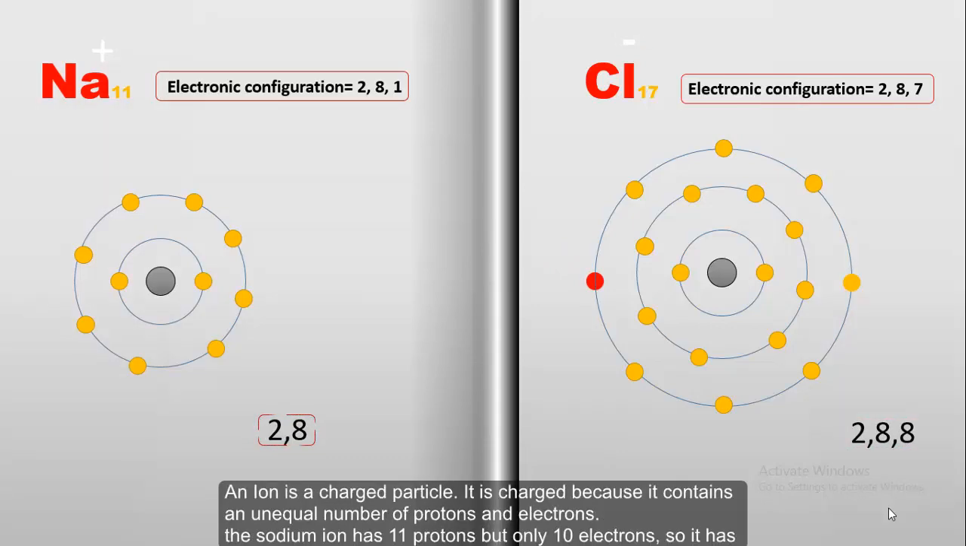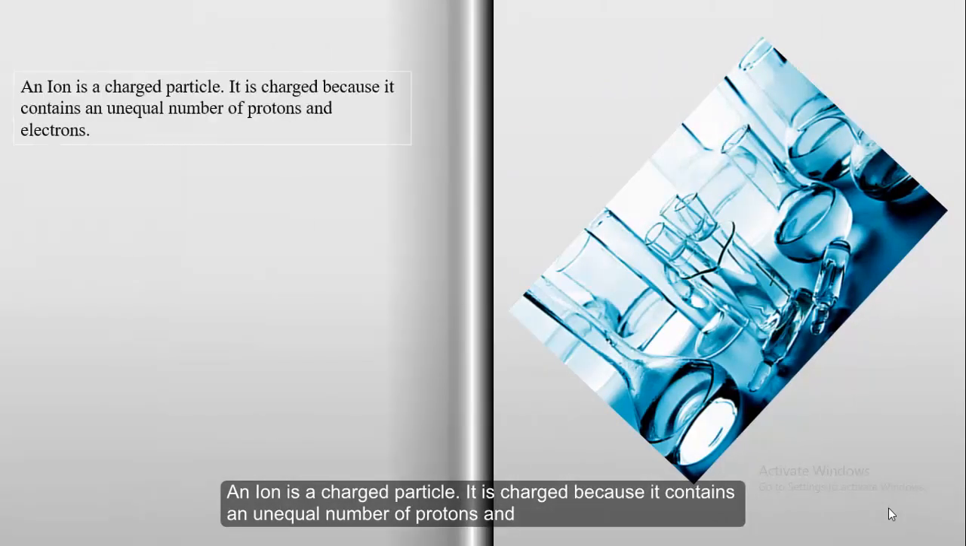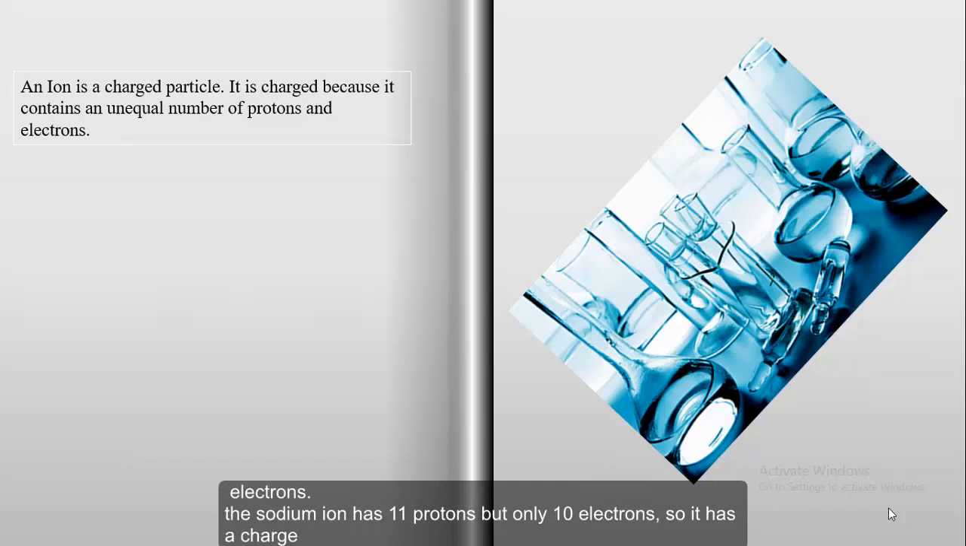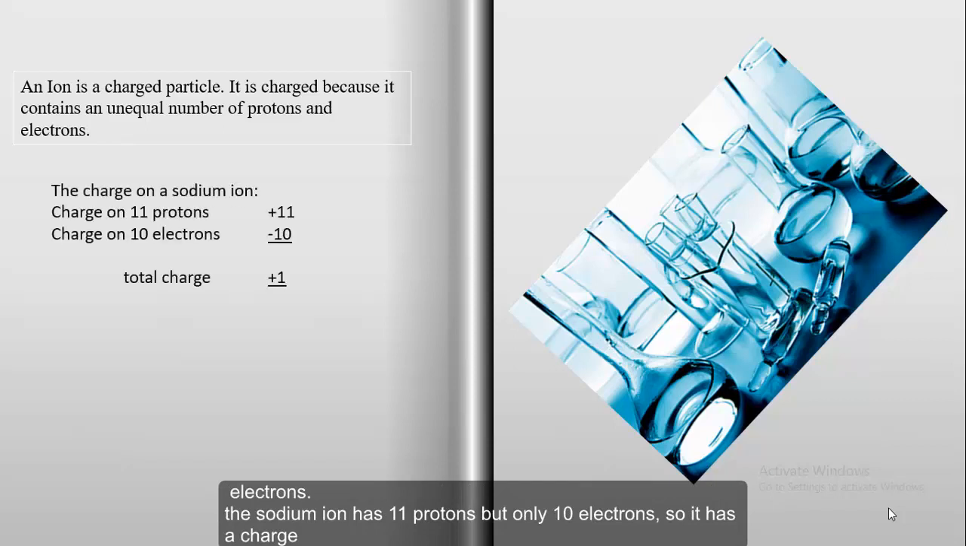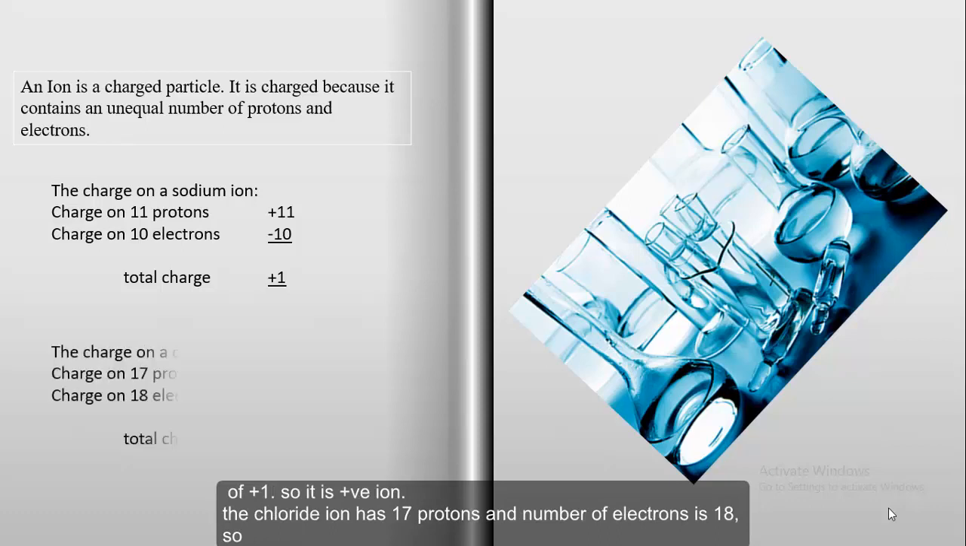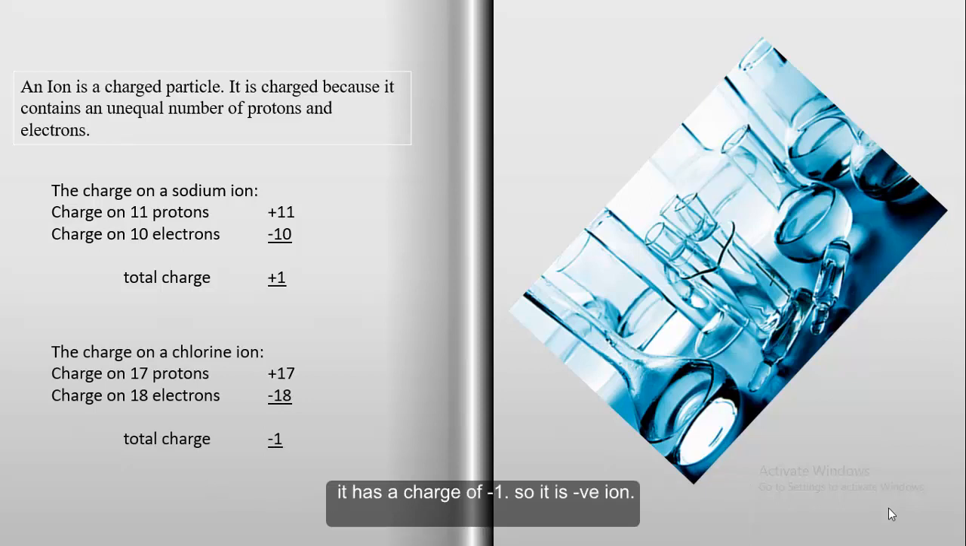An ion is a charged particle. It is charged because it contains an unequal number of protons and electrons. The sodium ion has 11 protons but only 10 electrons, so it has a charge of +1. So it is a positive ion. The chloride ion has 17 protons and the number of electrons is 18, so it has a charge of -1. So it is a negative ion.